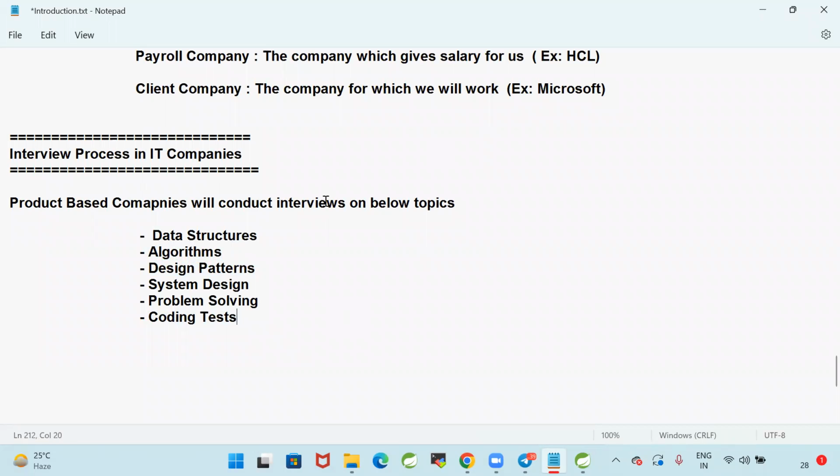So if you want to attend an interview in a product-based company, you need to prepare these concepts: data structures, algorithms, design patterns, system design, problem solving, and coding test. Then only you can crack the interview in a product-based company.